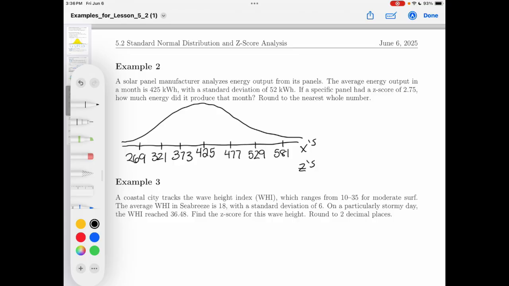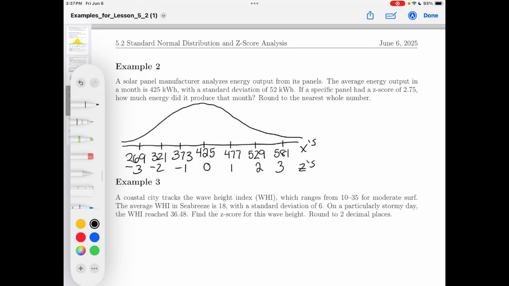Now, if we want to standardize this so that we're only looking at how far out in terms of standard deviations we're coming out, the center would be 0. Then 477 would be one standard deviation out, so z is equal to 1. 529 would be z equal to 2, because that's 2 standard deviations out. 581 would be equal to 3, because that's 3 standard deviations out. And then we do the same thing in the other direction, but they're just going to be negative.